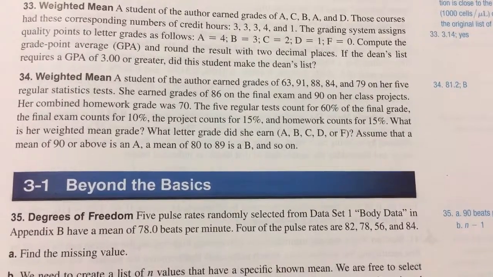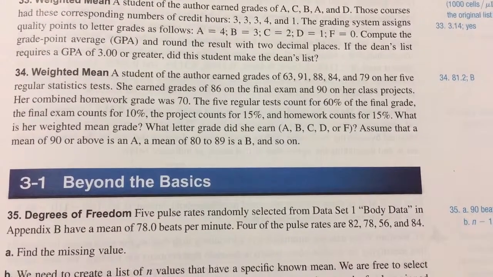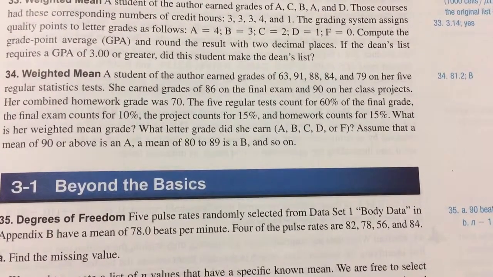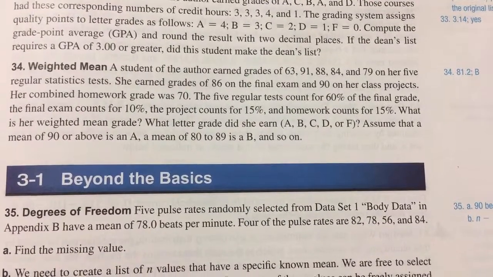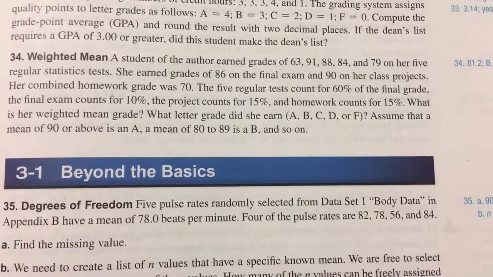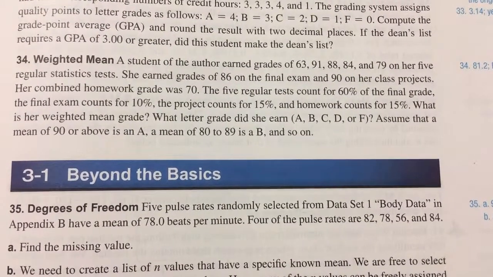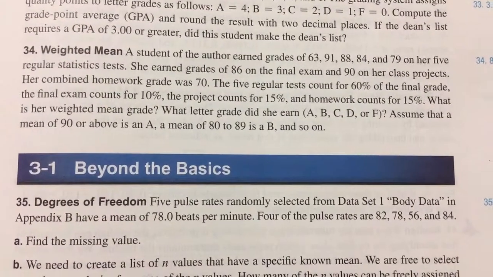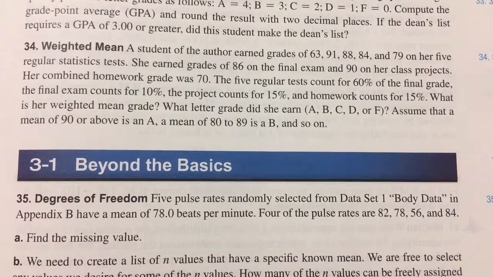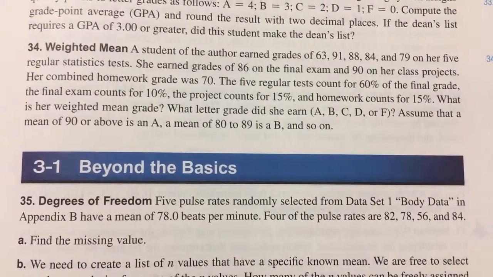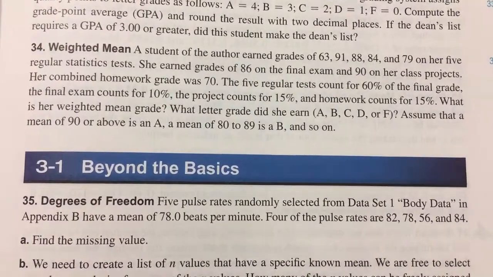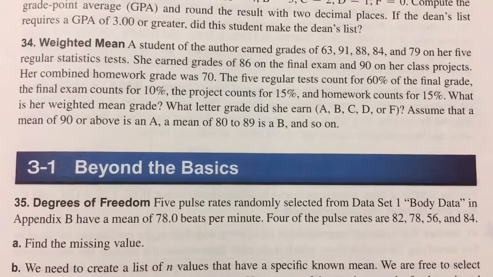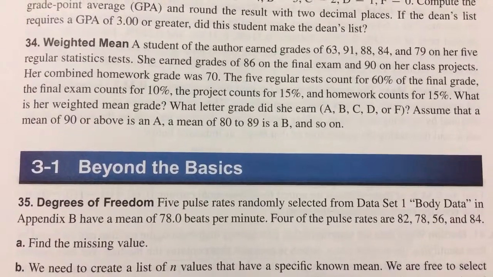Okay, so lastly, we're going to go to problem 34. Problem 34 says a student of the author earned grades 63, 91, 88, 84, and 79 on her 5 regular statistics tests. She earned grades of 86 on the final exam and 90 on her class projects. So her final exam was 86 and her class projects were 90. I'm writing these down as I talk so that I have them. Her combined homework was a 70. So she could have improved on that, I think.